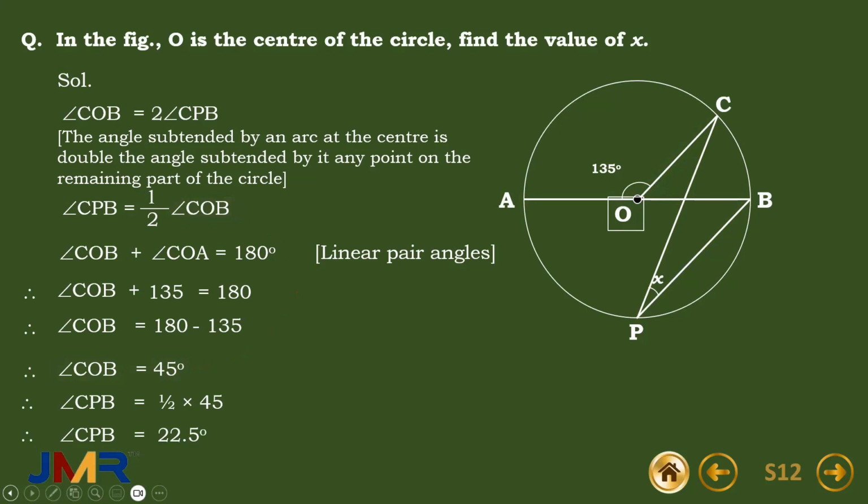Isn't it very easy? But it looks complicated when seeing the figure. Once you approach it step by step, it is very, very easy. Here, one linear pair logic and one circle arc theorem. So x is 22.5 degrees.